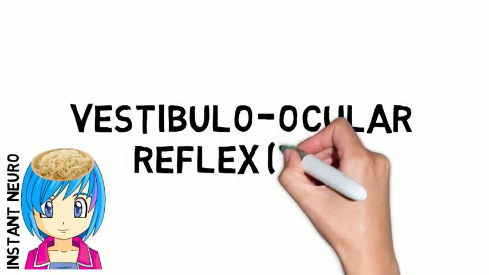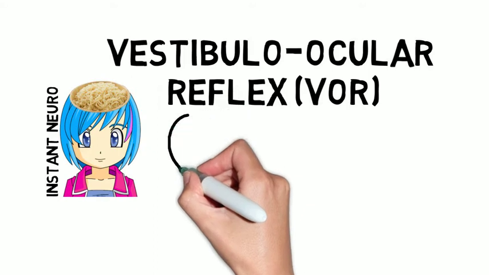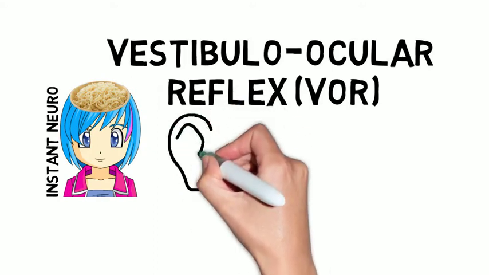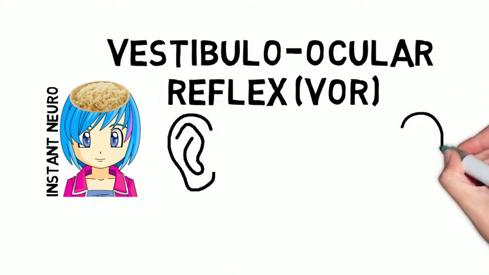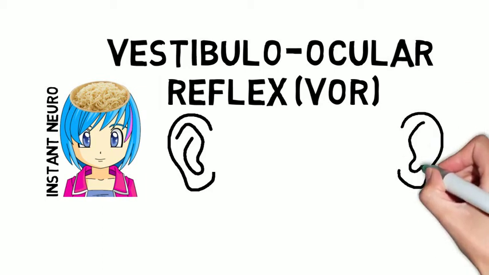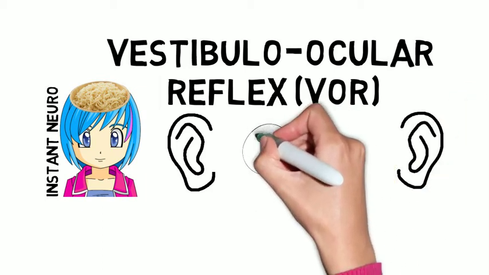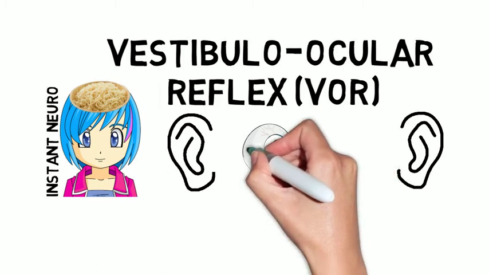Instant Neuro! Vestibulo-ocular reflex, VOR. Rapid involuntary movements of the eye, called nystagmus, can be induced using the caloric reflex test. This test involves irrigating cold or warm water in the external auditory canal.